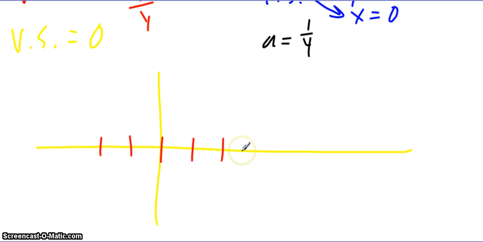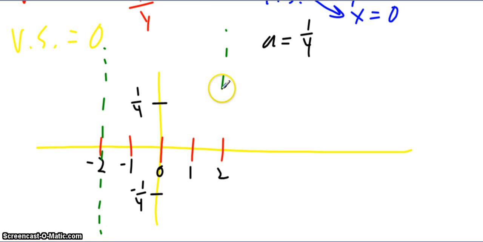So this is my 5 tick marks for one period. So let's go ahead and do that first. Well, let's label these. This is -2, -1, 0, 1, and 2. And I'm going to put this in as 1/4, and this in as -1/4. Those values are coming from my A value. Now to graph this, I know I start with an asymptote, I end with an asymptote. The beginning point is going to be in the middle on my vertical axis, which is 0 because I have a vertical shift of 0.